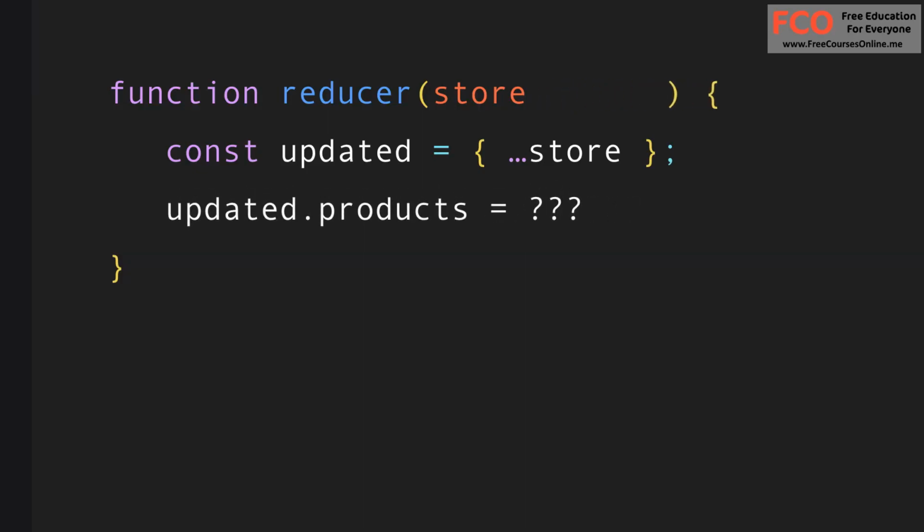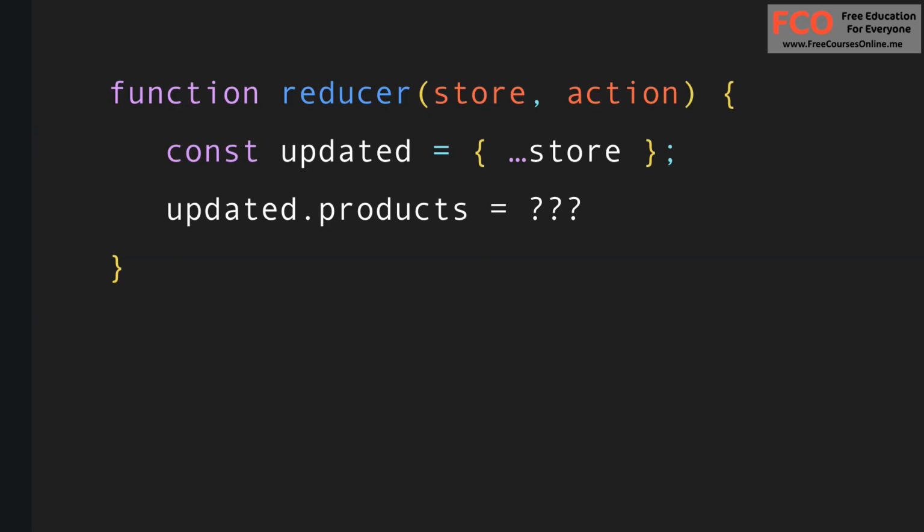So we need another building block called an action. An action is just a plain JavaScript object that describes what just happened. Examples are the user logged in or logged out or added an item to a shopping cart and so on. These are the events that can happen in our application. So we should give this reducer an action as the second parameter. Now, based on the type of the action, the reducer will know what properties of the state to update.